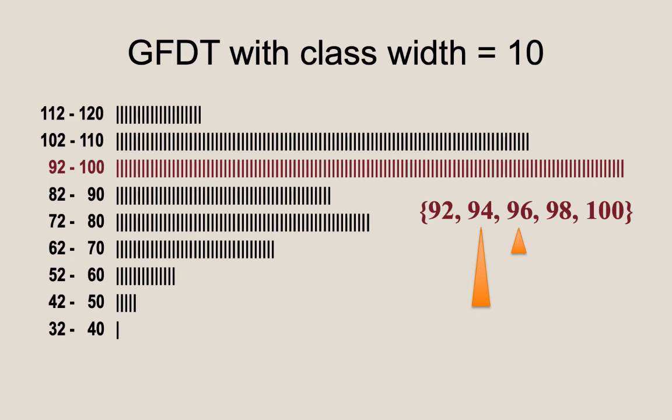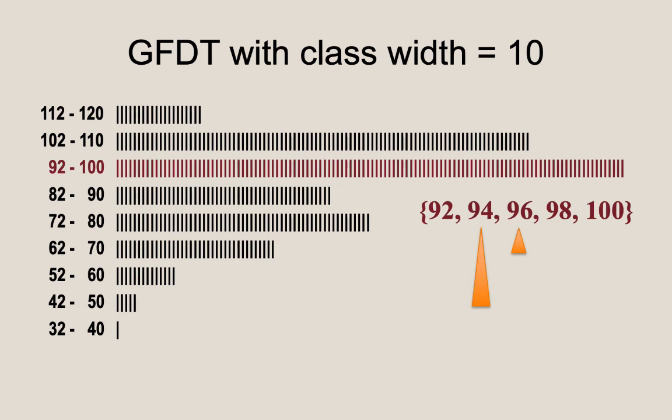This brings up one key issue with GFDTs. We sacrifice information for a more concise plot. That is to say, there are 118 data values in the range of 92 to 100 for this data set. You're happy to count the tally marks if you don't believe me. But from this data summary or graphic, we have no idea of how those 118 values are split among the possible 5 values in that class.